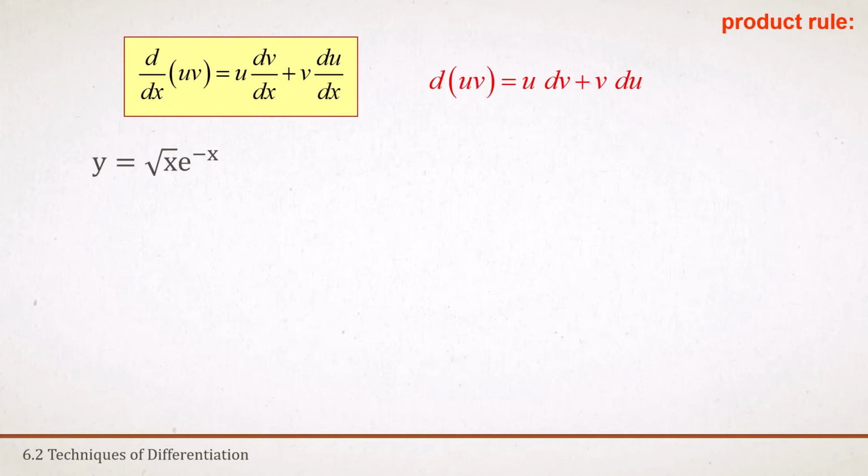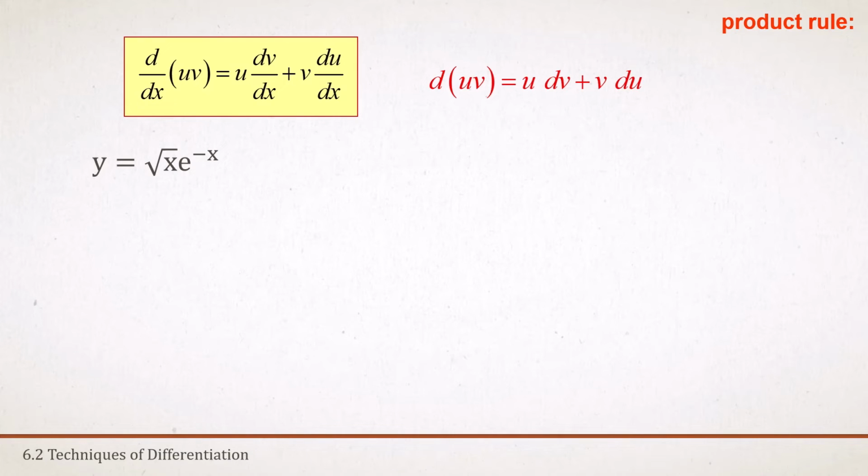Okay, then as I say, we have another example of a product, or multiplication, of two different functions: x and e to the power of minus x. This question does not allow you to expand it.